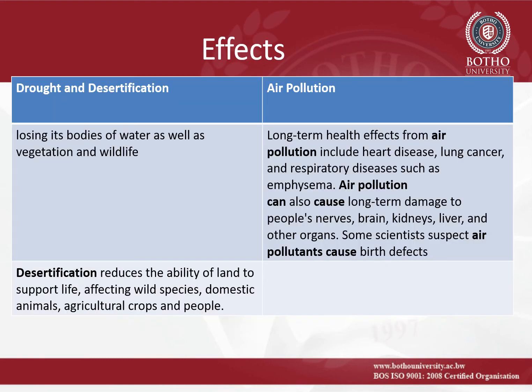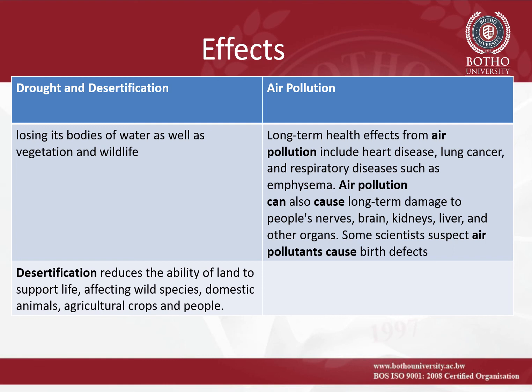Solutions for Issue 1 and Issue 2 are presented. The effects of drought and desertification are: 1. Losing its bodies of water as well as vegetation and wildlife. 2. Desertification reduces the ability of land to support life, affecting wild species, domestic animals, agricultural crops and people.